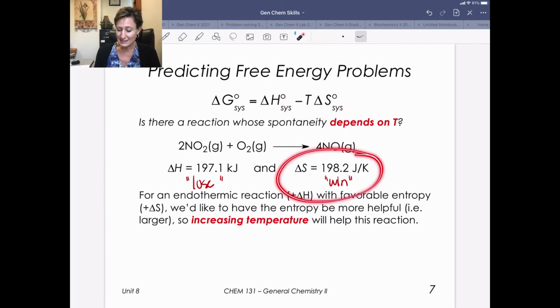So in this case, the entropy is a winning piece to our equation. So we want to make that as big and as powerful as possible. So we're going to have temperature in that case be increased to favor this process. So for endothermic reactions that have a favorable entropy, positive delta S, we'd like to have that entropy be more helpful, so these reactions will be favored by increasing the temperature.